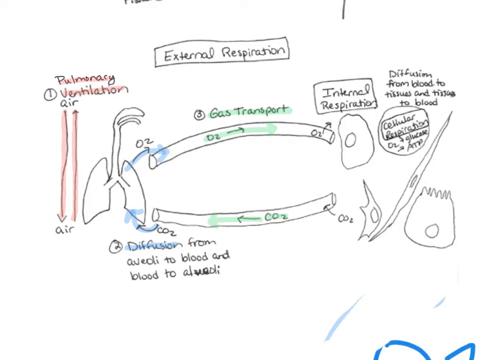Then when we get to the tissues, we have internal respiration. So internal respiration is how do we get the oxygen to diffuse into the tissues? And how do we get carbon dioxide to diffuse into the blood from the tissues? That's what internal respiration is. Right? And then in chapter 25, when we get to metabolism, we're going to talk about cellular respiration, and that's what does the cell do with that oxygen? How does that cell use oxygen along with glucose to produce ATP? Right? So we're going to spend time today talking about pulmonary ventilation, diffusion.